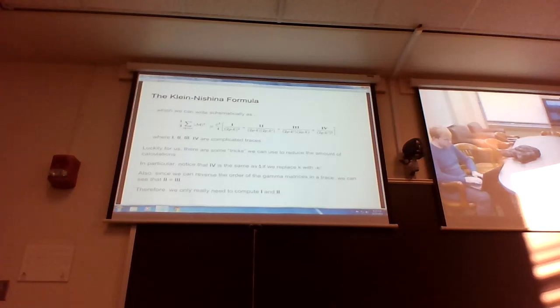And that comes from the crossing extension. No, I don't think it's coming from crossing. It's just an observation. You just notice that it has the same structure.